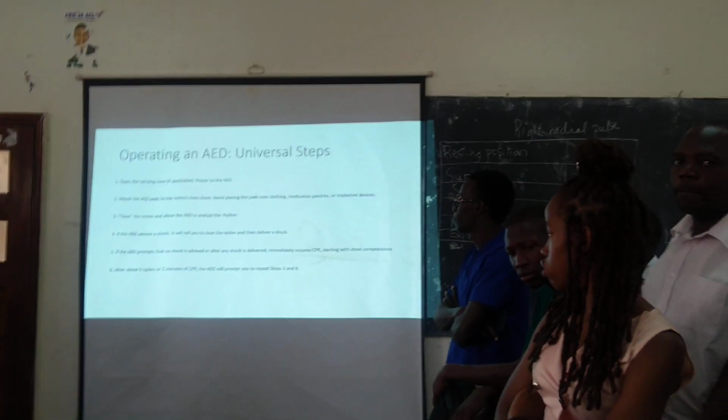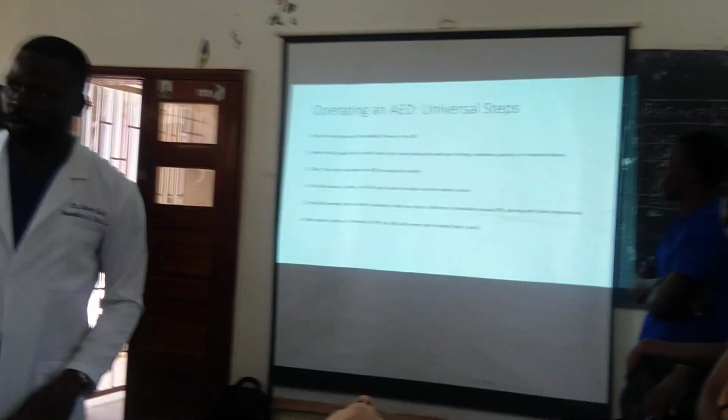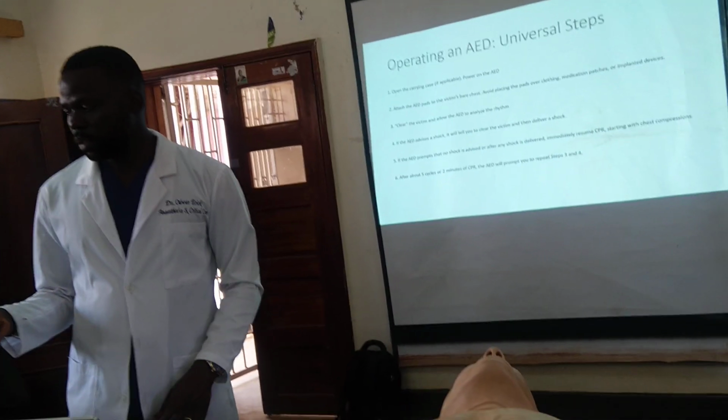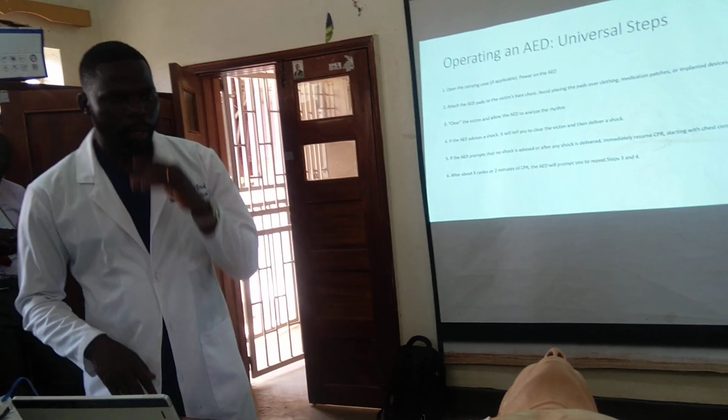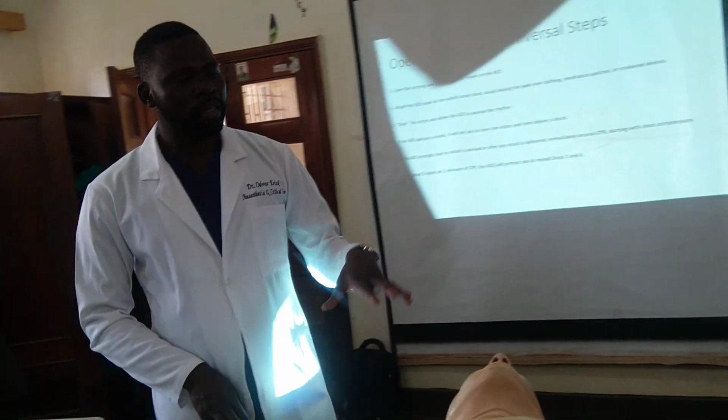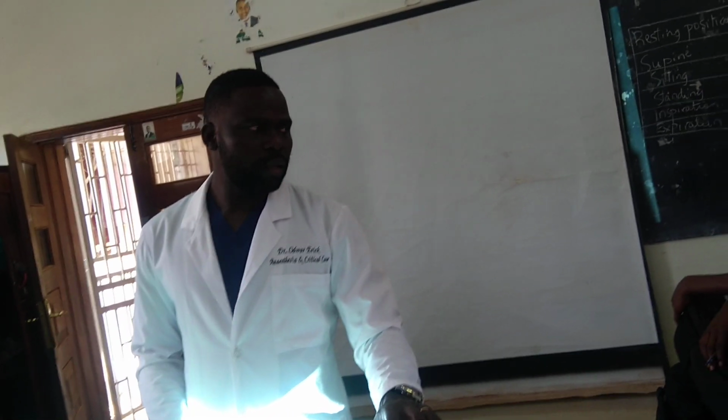Insert new cartridge. After the third shock, you give amiodarone, 100 milligrams. The fourth shock, you give second dose of amiodarone at half of it. And this is what it will tell you. But remember, we are dealing with mannequins.